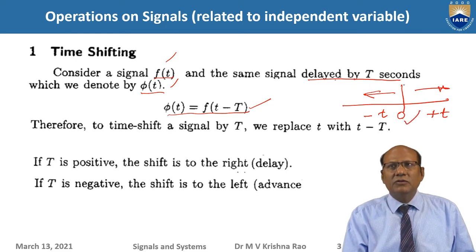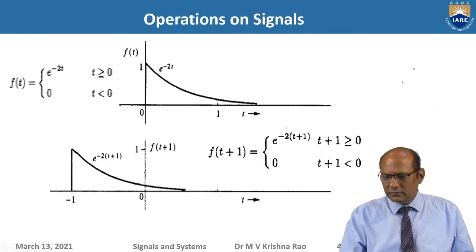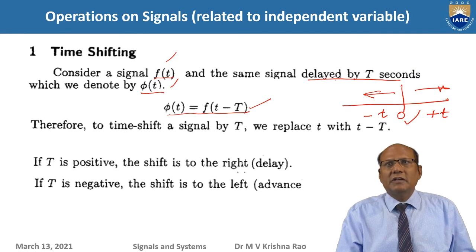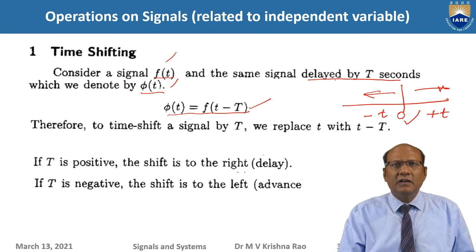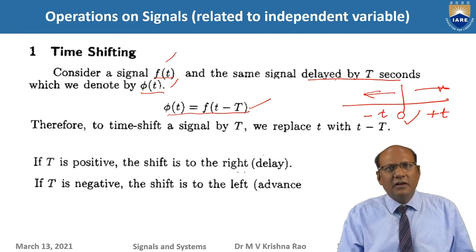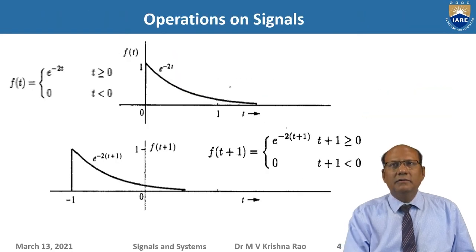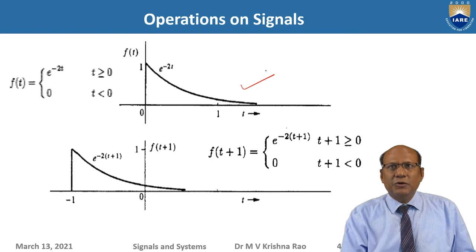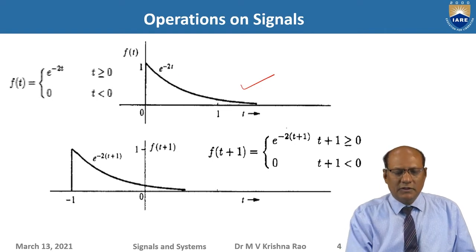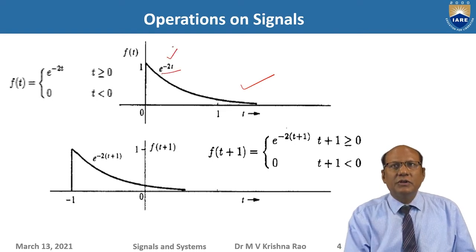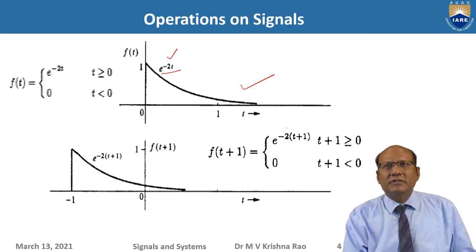I am taking some signal and I am trying to shift the signal from its original position towards the right or towards the left. Let us consider this example. I have a signal here. It is nothing but an exponential decay function. The decay constant is 2. Because it is minus 2, the waveform decreases with time.